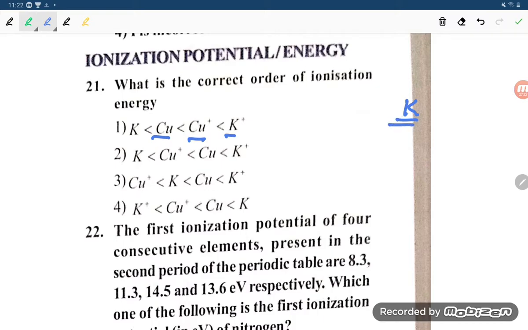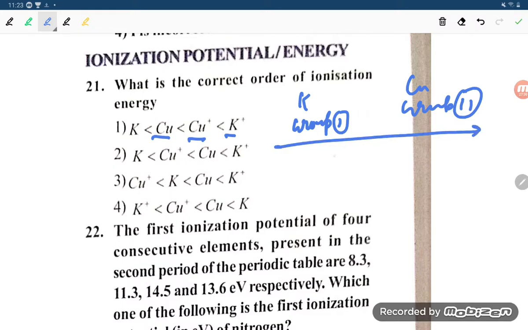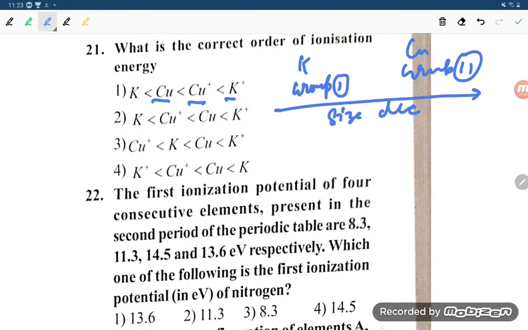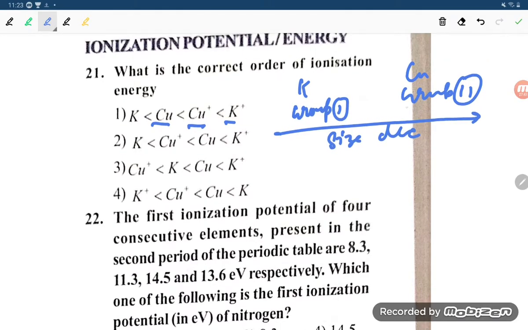Okay, so if you see, student, where these elements belong to. Potassium is group 1, and copper is group number 11. So left to right, size decreases, student. If size decreases, it means copper has less size. So the smallest size is Cu plus, then Cu, then K plus, and finally K.